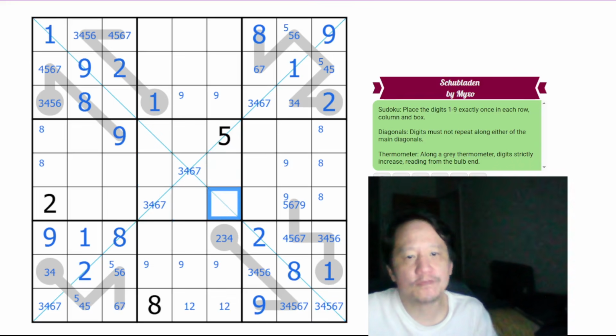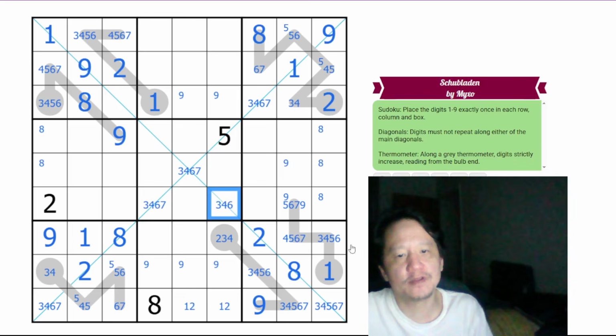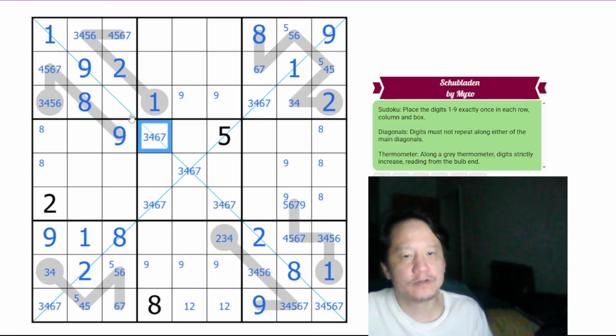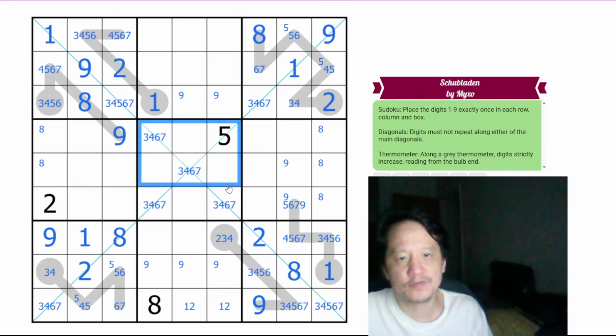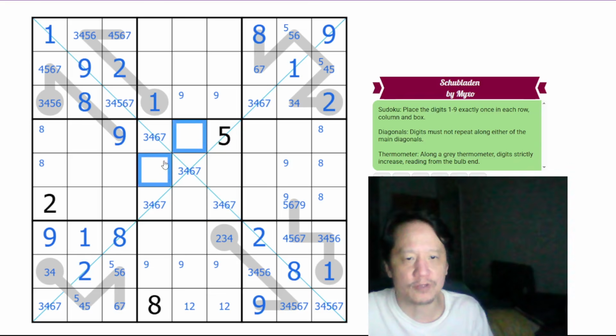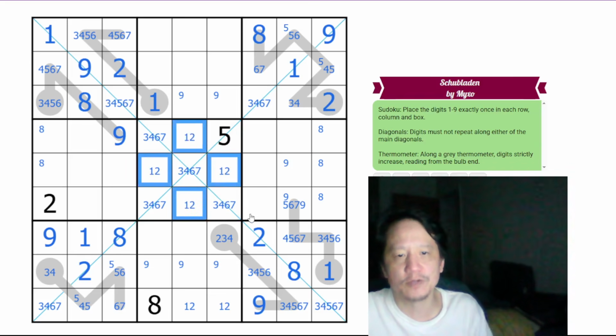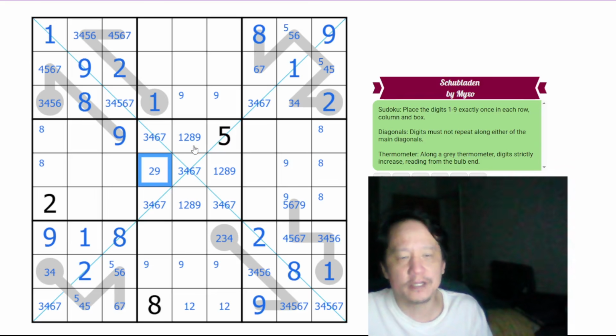Okay, we have 3, 4, 5, 6, 7 remaining in the negative diagonal. We have a 3, 4, 6, 7 quadruplet in box 5, which eliminates 3, 4, 6, 7 in the rest of the box. So this is 1, 2, 8, 9. No 1 or 8 here. No 9 here. No 2 here.